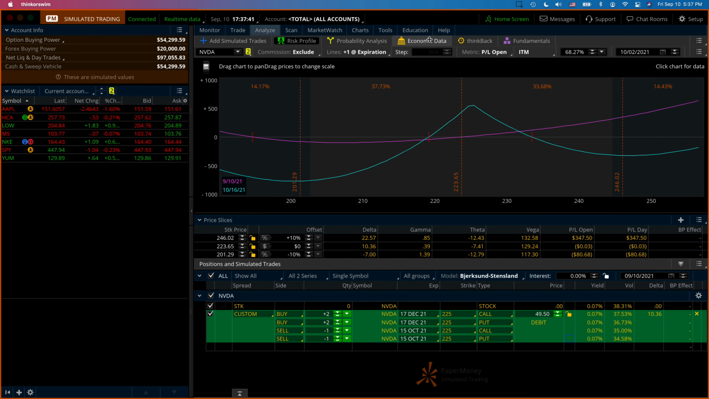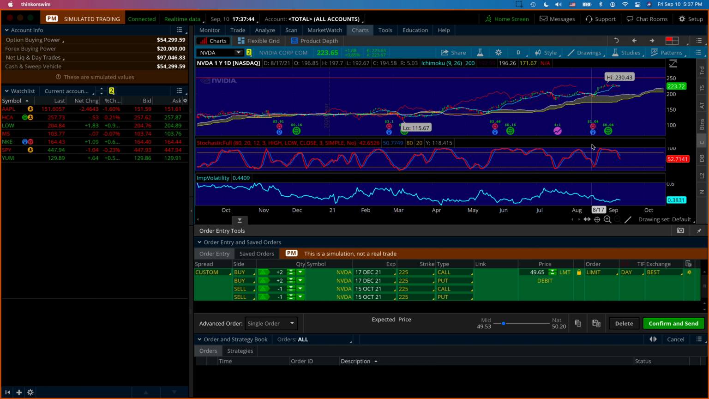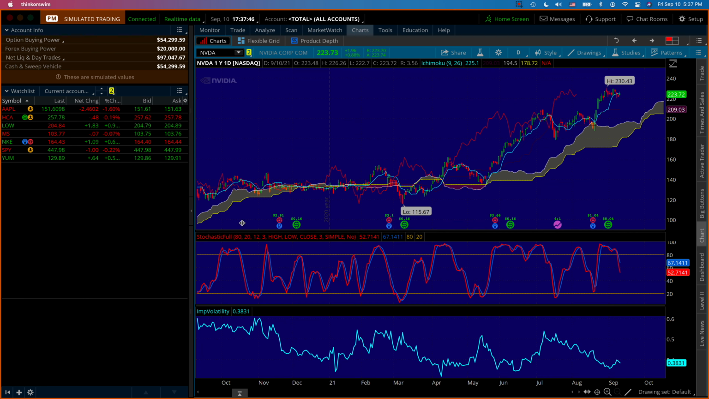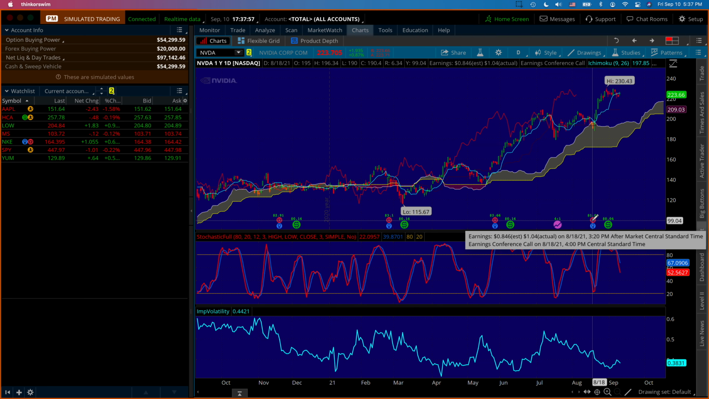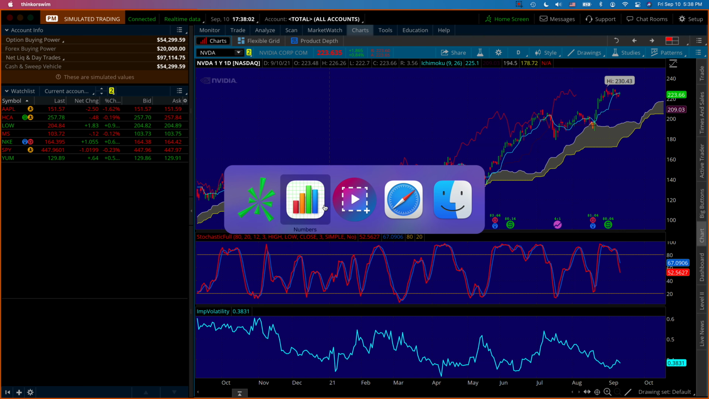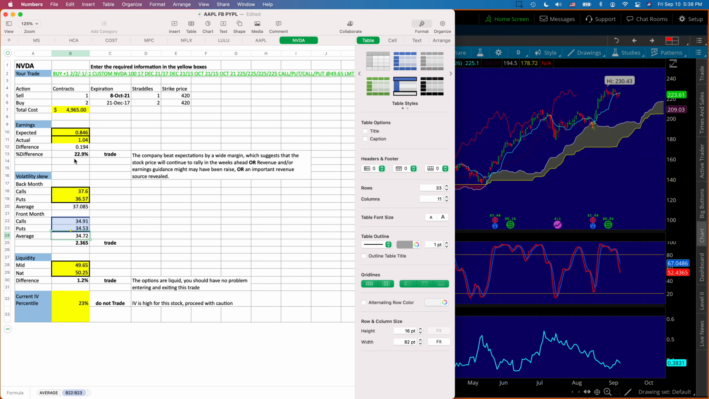Let's look at the chart. Looks like the volatility is in the lower end. The stock has been rallying. It's at a 52-week high. The earnings was an earnings beat, 84 cents versus 1.04, 85 cents. Yes, that's a 22.9% beat. That's very good. That says trade for the volatility skew.